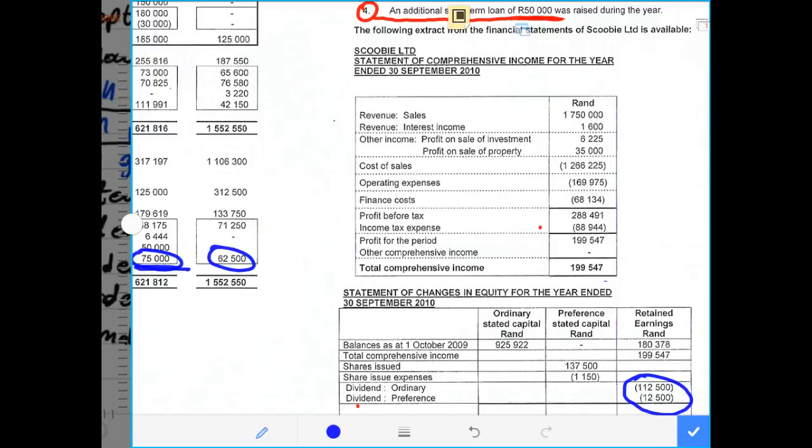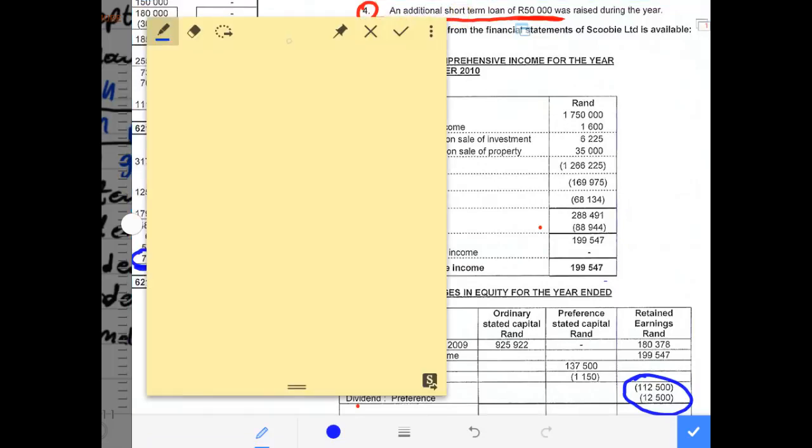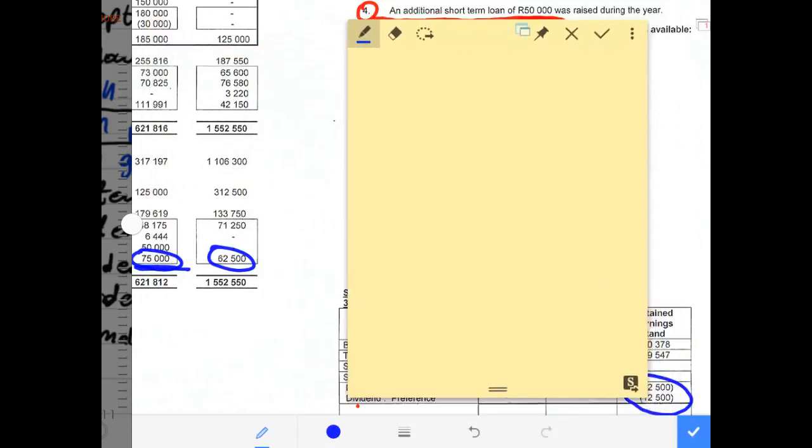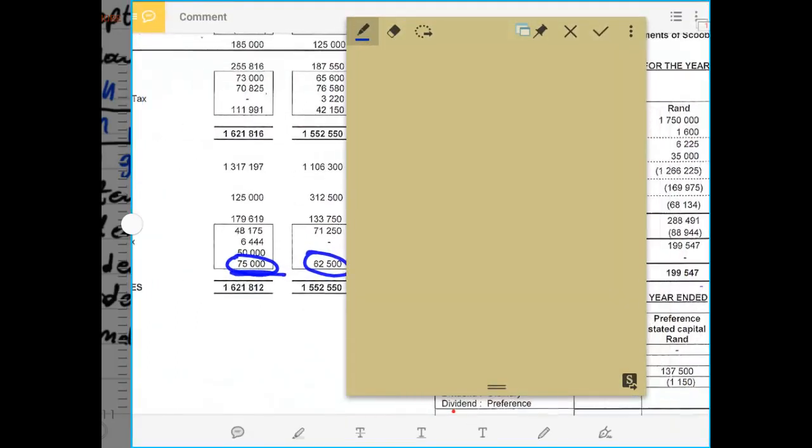That means these are the dividends that were declared in the current accounting period. That must also be taken into account when we calculate the amount that was paid in terms of dividends in the current year. So now let us do our calculations as usual. We are doing our calculations for dividends, and now we do the same thing once again.